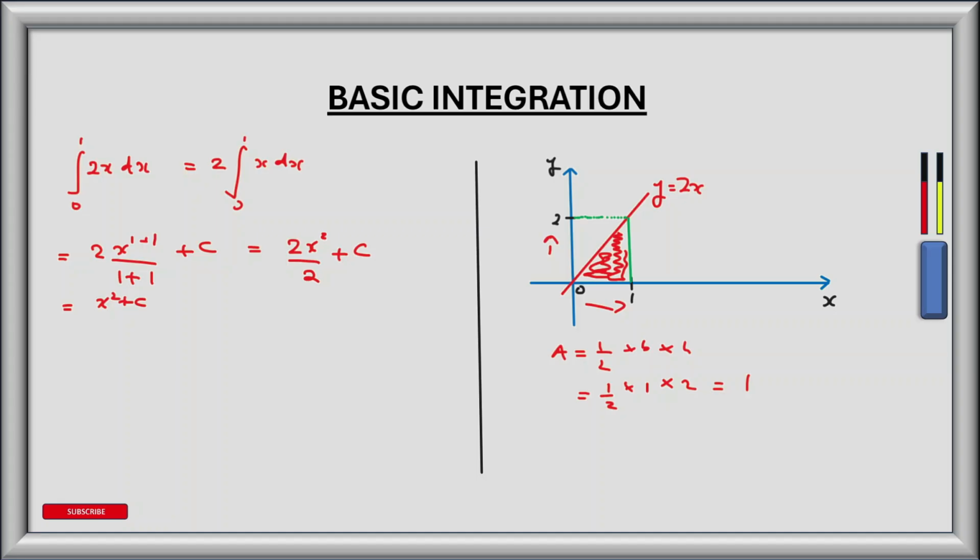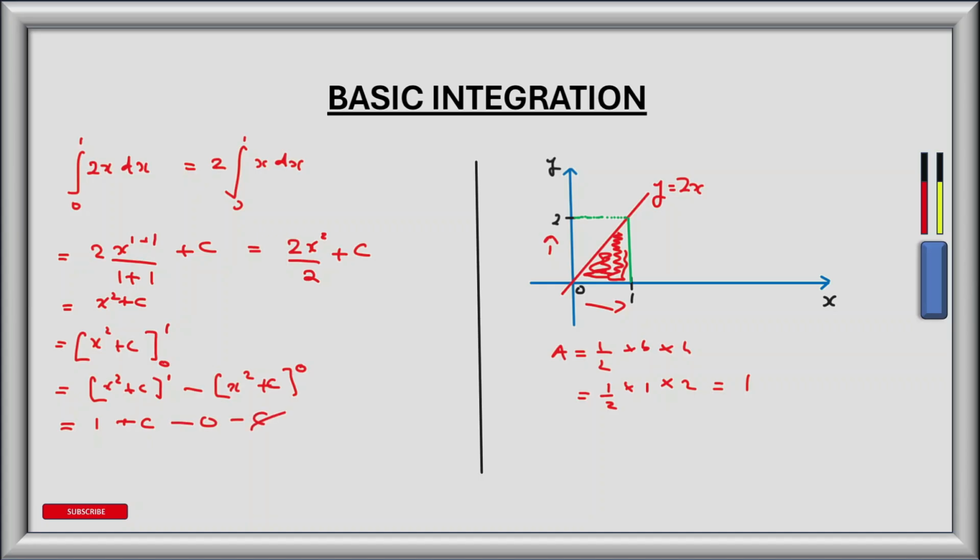Now, as we're integrating from 0 to 1, this is written as x squared plus c from 0 to 1. This is x squared plus c at the value of 1, and we subtract x squared plus c at the value of 0. So if we put these values of 1 and 0 into these expressions, we get 1 plus c, and if we put 0 into x squared, it's 0, so minus 0 minus c.